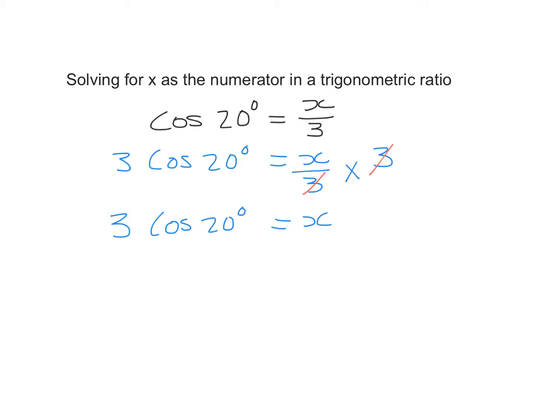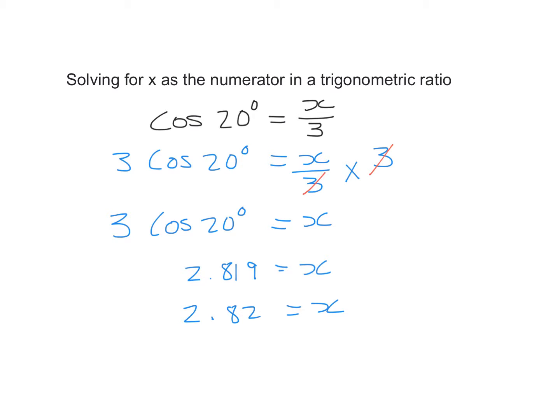The next step is to get hold of our scientific calculator and type in 3 cos 20 equals, and that would give us the answer of 2.819 equals x, and we always try to round it to two decimal places, so it'll be 2.82 is the value of x. And therefore we've solved this equation where we have x as the numerator, the thing we don't know.